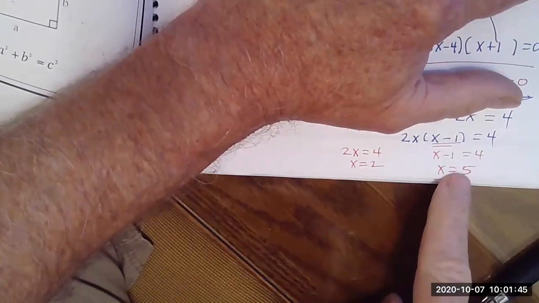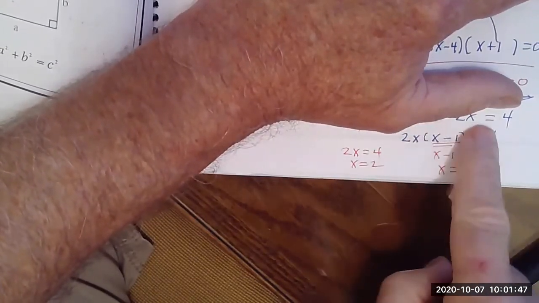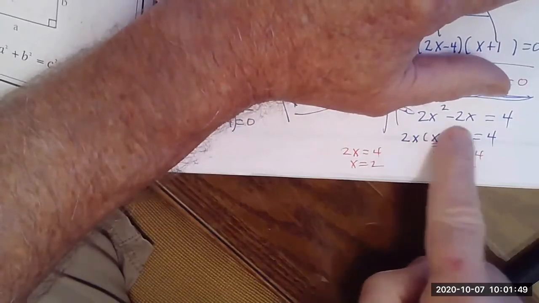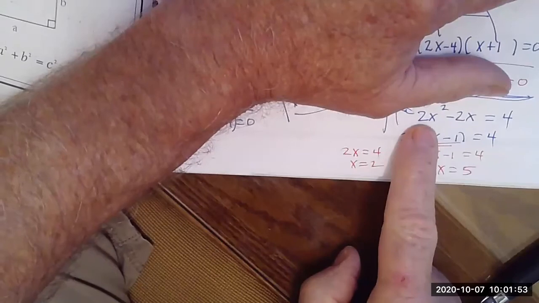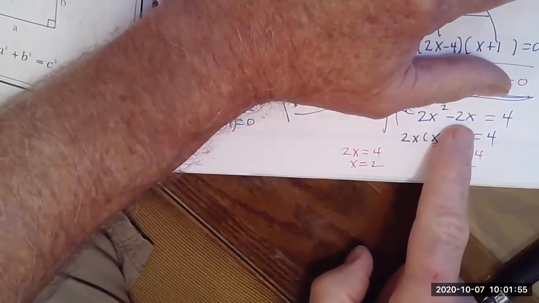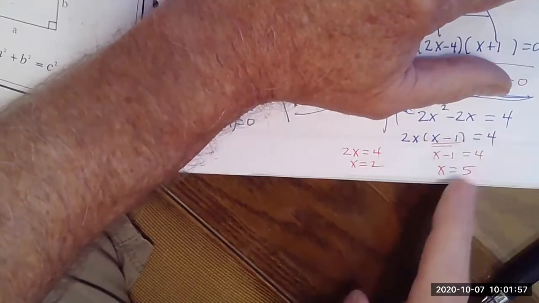Check it. Where do you check it? In the original. All right, so you plug it into the original up here. Put 5 in there. All right, well, that's 25 times 2 is 50. 50 minus 10 is 40, not 4. That one is bad. This one's okay. That one's bad.